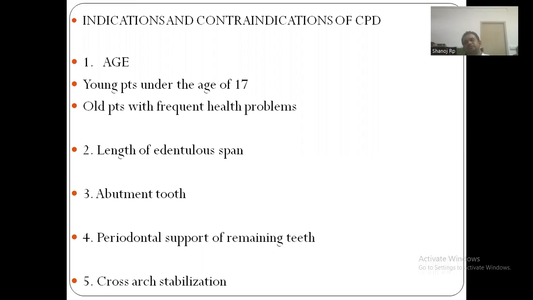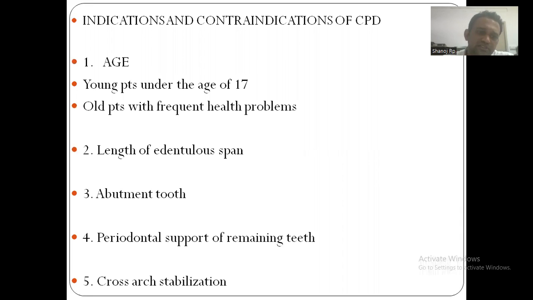Now, coming to the indications and contraindications. Indications: one is age. Below the age of 17 years, it is not ideal to go for a fixed partial denture. So in such situations, it is more advisable to go for a cast partial denture. The reason is that in young patients below the age of 17, the pulp chambers are enlarged. So while doing a preparation, there is every chance of exposing the pulp. So in such cases, it is always better to go for a cast partial denture.